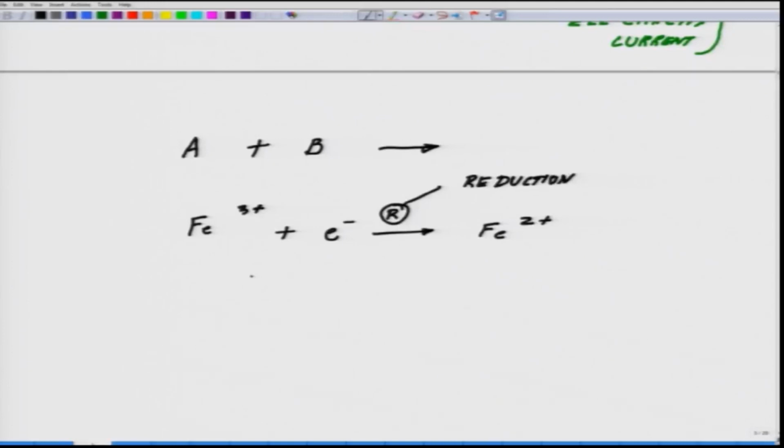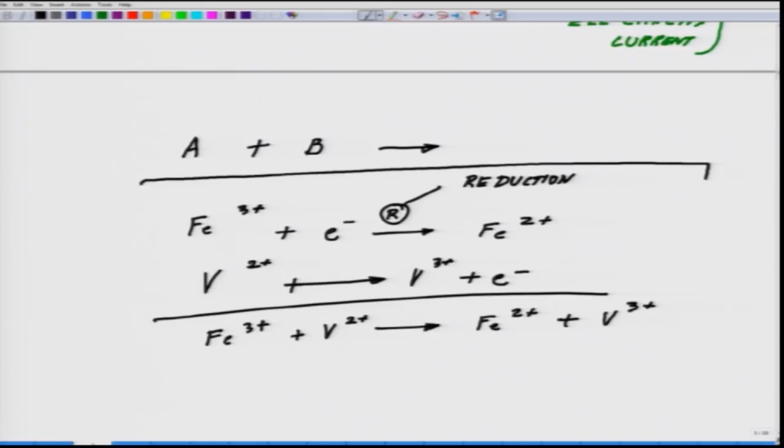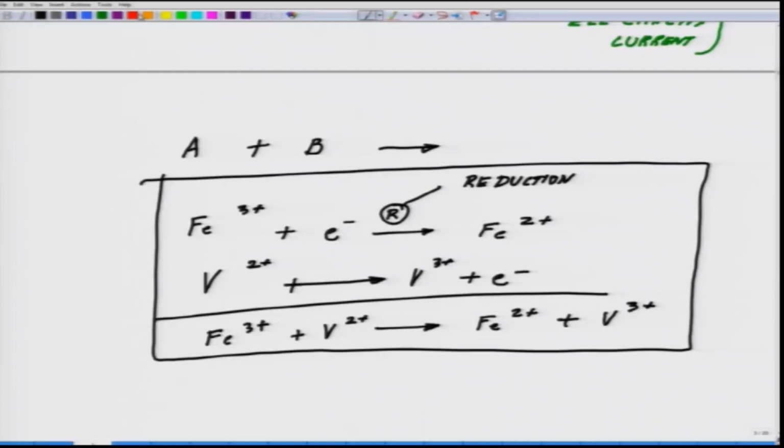Similarly, you take vanadium, which is standing at 2+ state, and this vanadium gets oxidized by donating an electron. If you add up this reaction, what you land up with is Fe3+ plus V2+, and that leads to Fe2+ plus V3+, right. Now, if you look at this simple reaction, this is where oxidation has occurred. So, in other words, vanadium got oxidized, whereas iron got reduced.